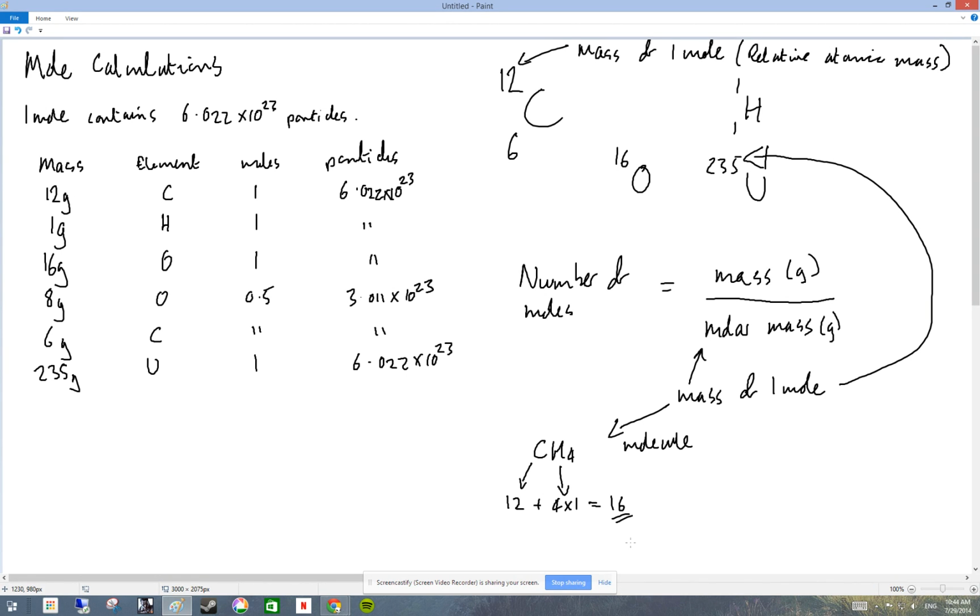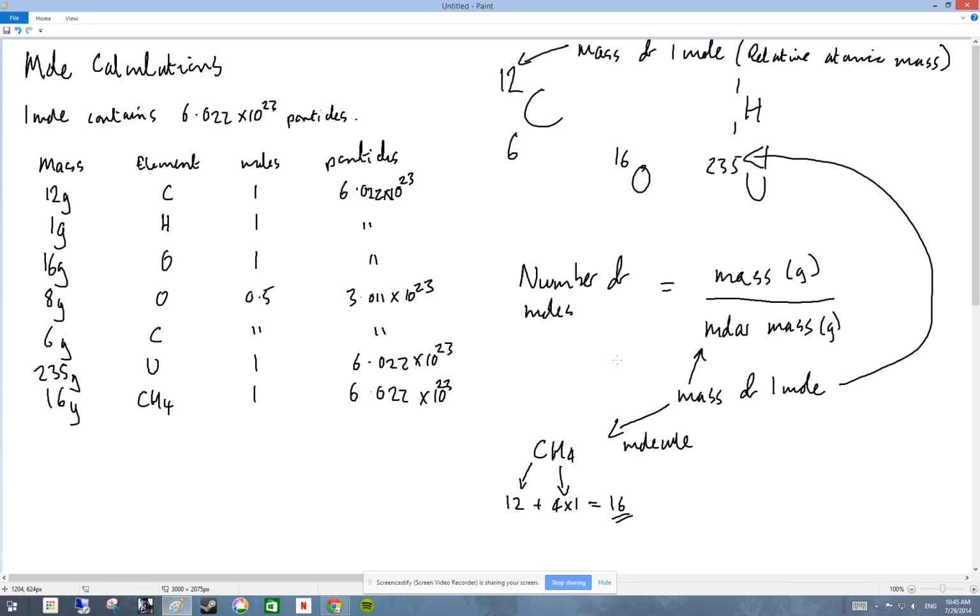So if you had 16 grams of methane, you'd have 6.022 times 10 to the 23. So I've had CH4 there, it would be 16 grams, that would be 1 mole, 6.022 times 10 to the 23 again. Okay. So this is a way that you can work out how many moles of something you've got. Now in terms of chemistry, that means how many particles have you got.